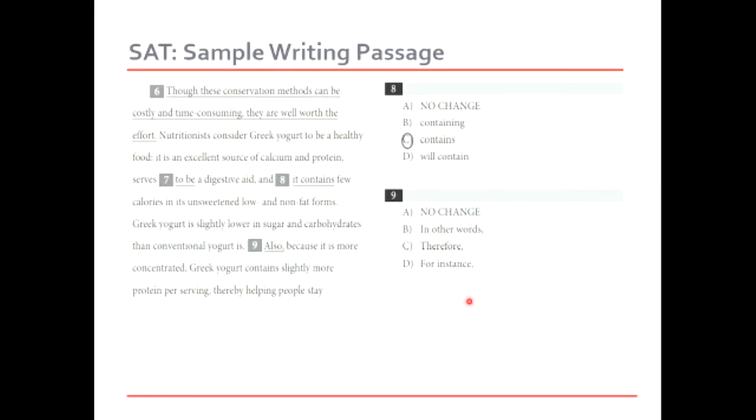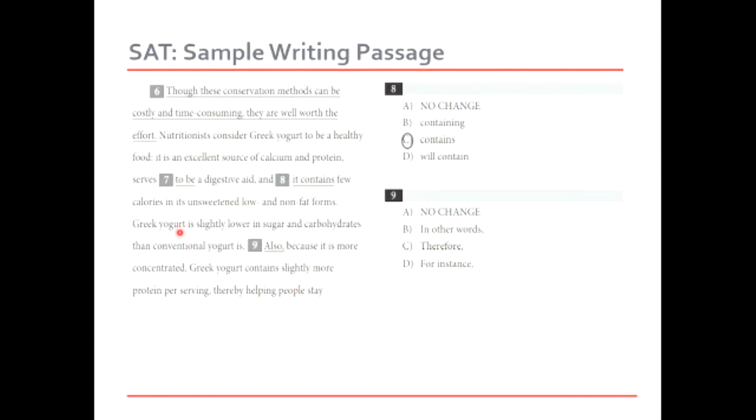Now, number 9. This is a transitional word. Let's read what's wrong with "also," or if nothing is wrong with "also." I'm going to read it. Read the preceding sentence. Greek yogurt is slightly lower in sugar and carbohydrates than conventional yogurt is. Also, because it is more concentrated, Greek yogurt contains slightly more protein per serving, thereby helping people stay. Okay, the rest of this passage is on the next page.